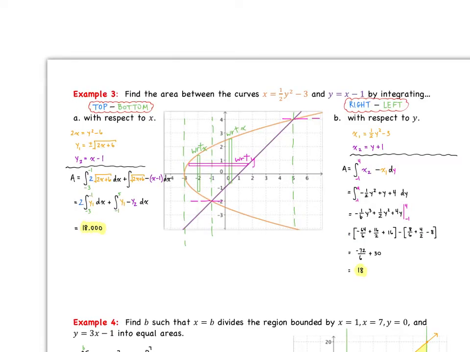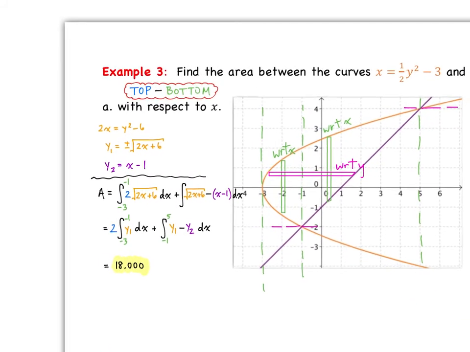This next example, we're going to look at 2 different ways to find the area between curves. All right, so if we're looking at our 2 equations, x equals 1/2 y squared minus 3, and y equals x minus 1. And we're going to integrate it first with respect to x, and then with respect to y. So we've been doing this with respect to x on the last 2 examples. So I'm going to zoom in just a little bit.